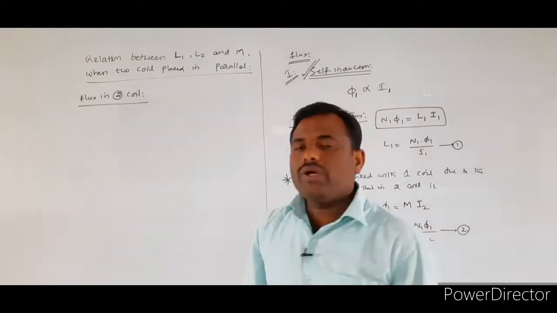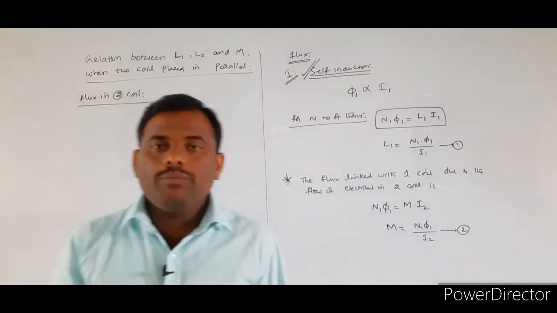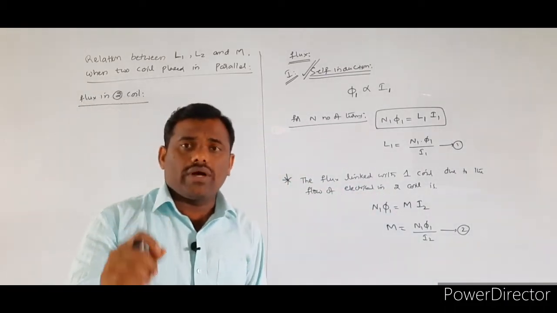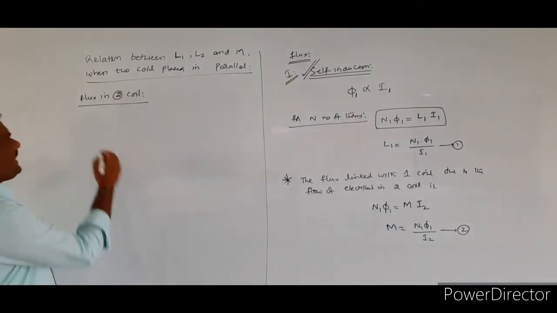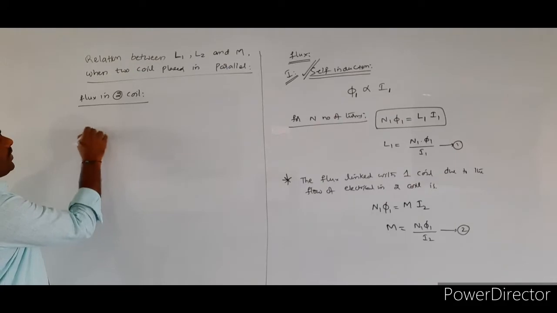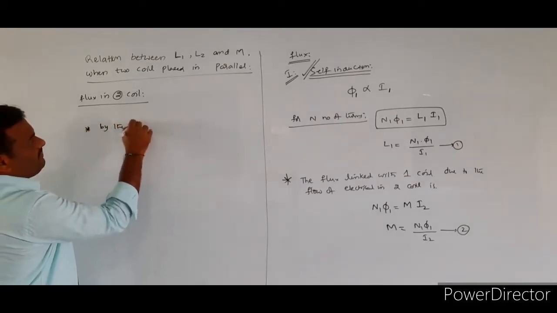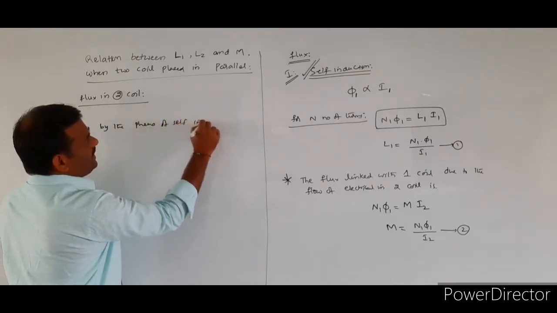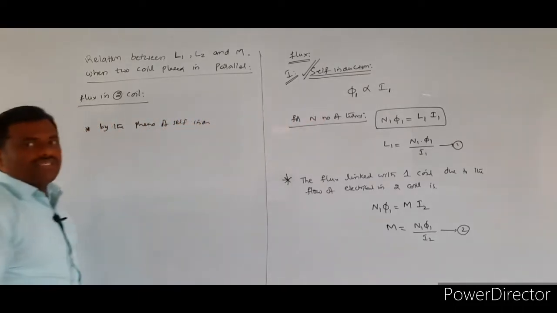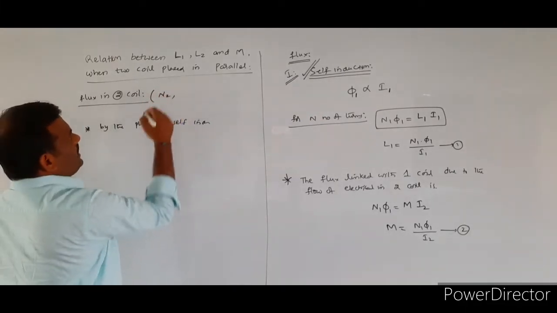Okay. Now we are going to calculate the total flux produced in the second coil. For the second coil, by the phenomena of self-induction, similar to that, for the second coil, the number of turns is equal to what?